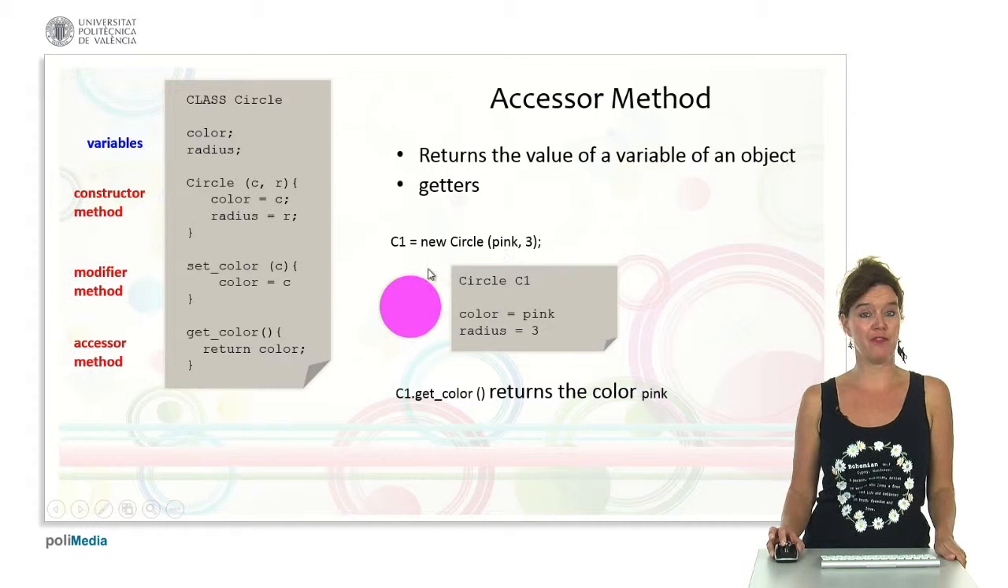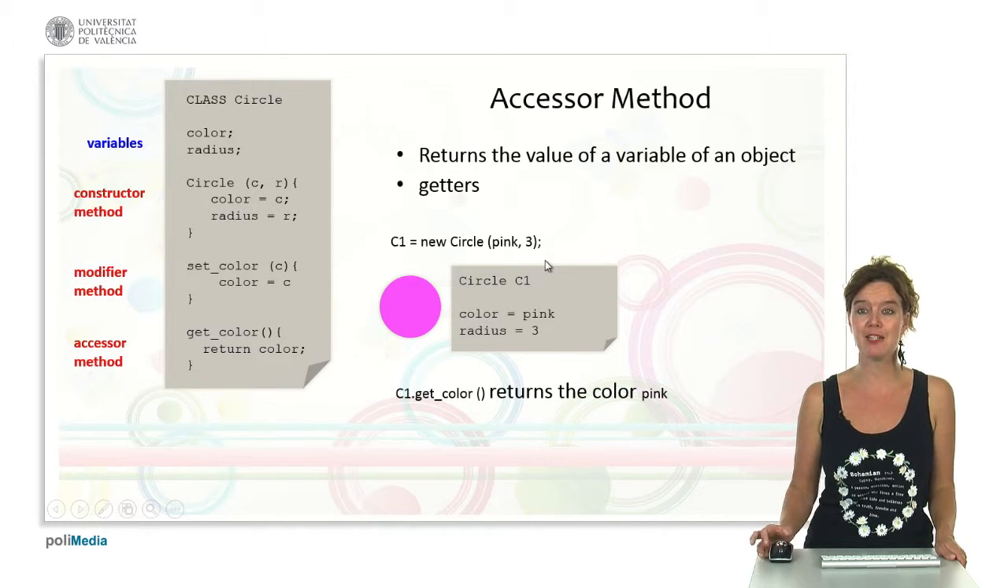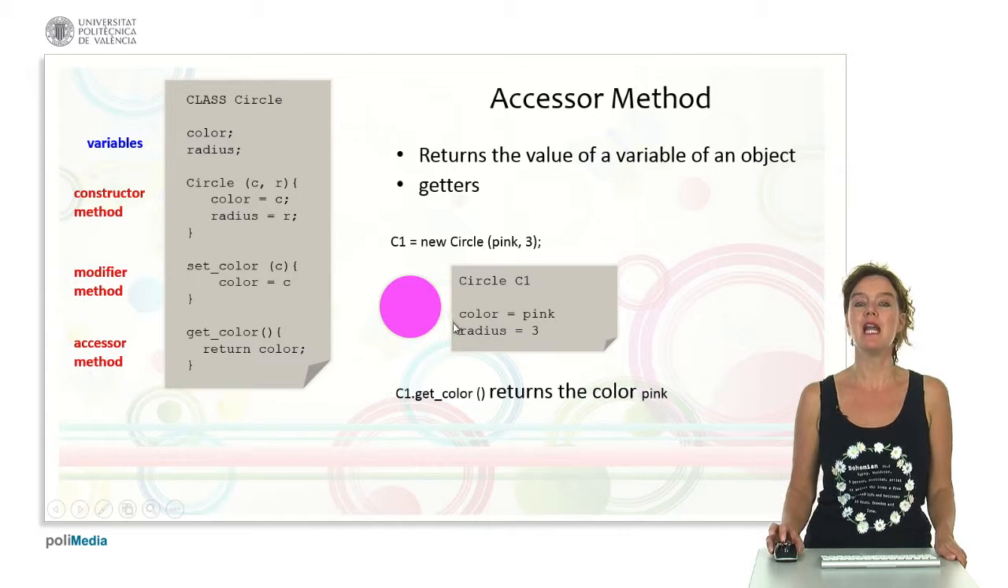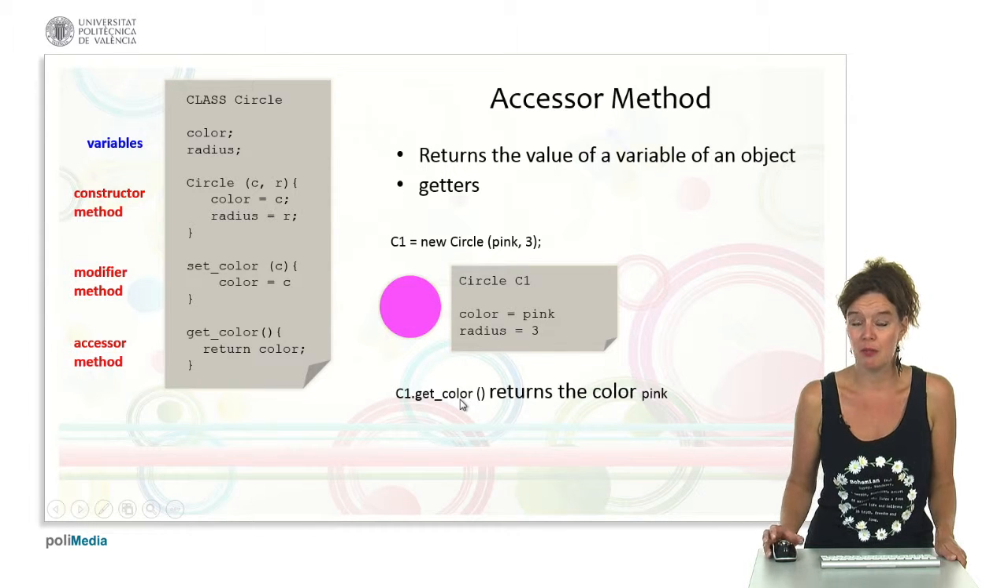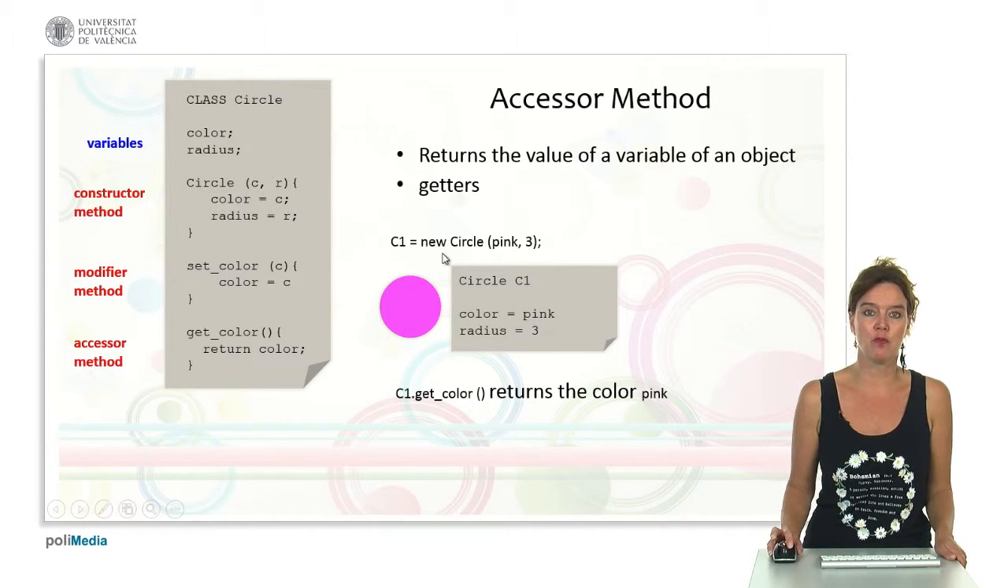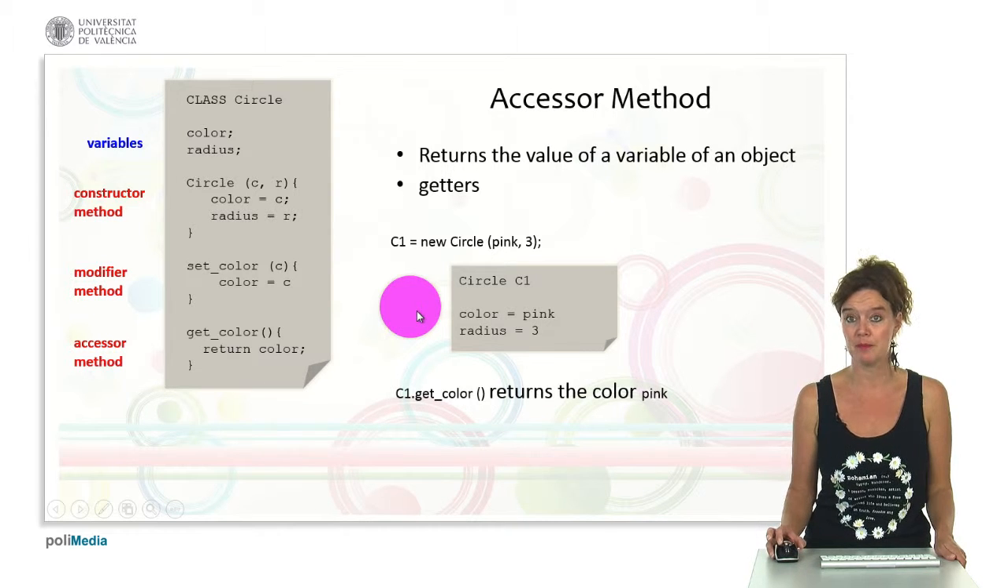So here we have our famous pink circle again with radius 3 that we just created, and now over C1 we call the method getColor, and this will return pink because, as you can see, the state of circle C1 at this moment is that its color is pink.